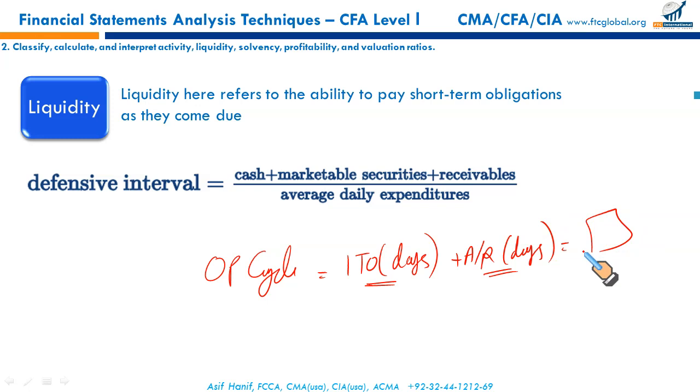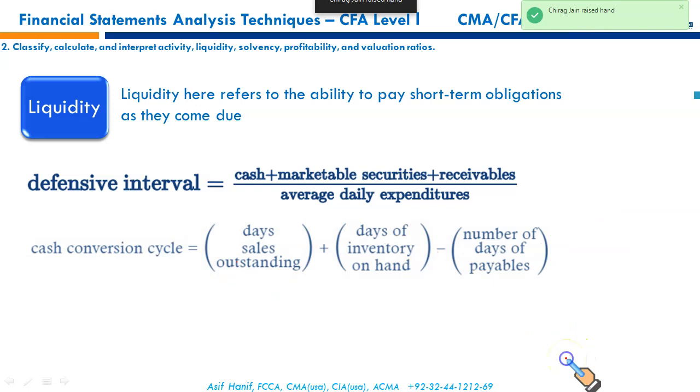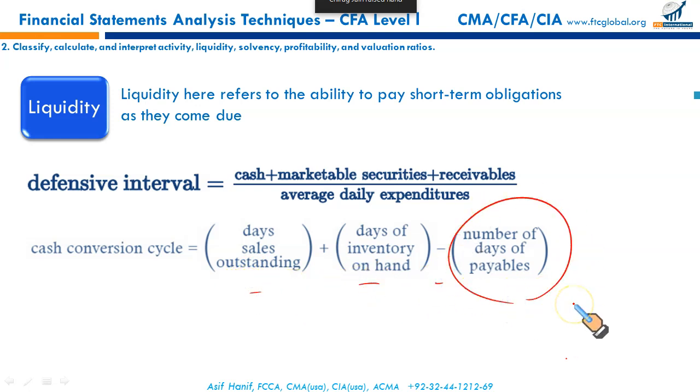Now, what is cash cycle? If you deduct your account payable turnover days, the number of days that you take to pay your accounts payable, it gives you cash conversion cycle. Sales day outstanding, that's your account receivable turnover days. Inventory days, from this if you deduct the number of days you take to pay your payables, it gives you the cash conversion cycle. The shorter, the better. Operating cycle, the shorter, the better. The more quickly the cycle turns, the sooner you get cash.